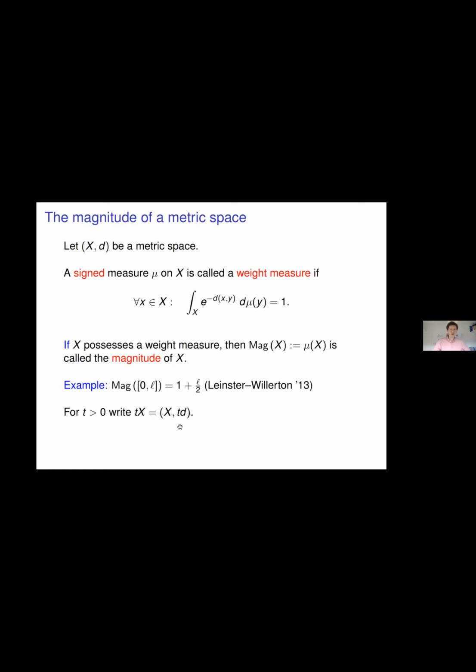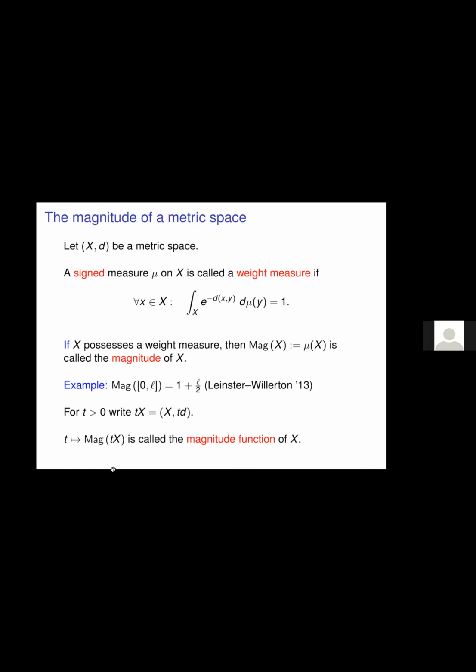I'm also going to want to think about rescaling metric spaces. When X eventually is mostly a subset of a normed space, I can multiply it by a scalar t and it means what you think it ought to mean, but I'll want to talk about that for more general metric spaces as well. So tX is a shorthand for saying I take the set X and multiply the distance by that scalar t. If I'm looking at a subset of a normed space, it doesn't matter whether you think of it this way or in the more obvious way, up to isometry.